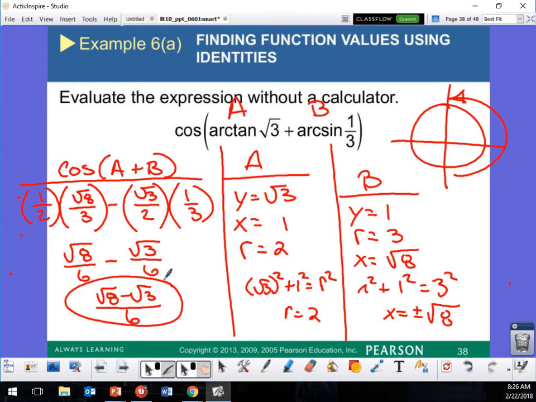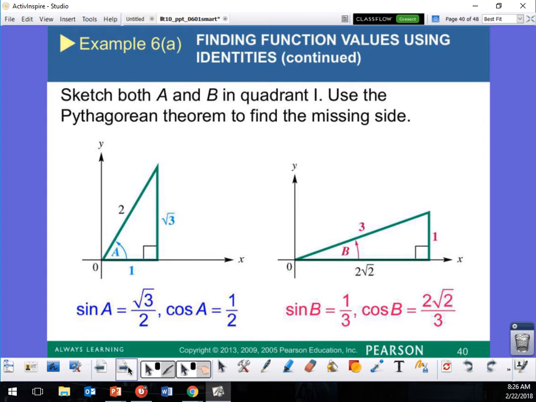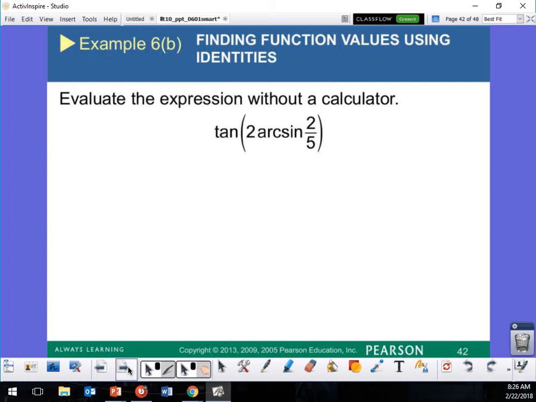I don't like those sounds. All right, let's see. There's 6A. Look, I even had more space to actually do all this. There we go. 6B.